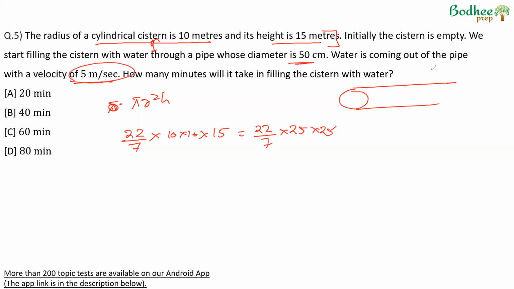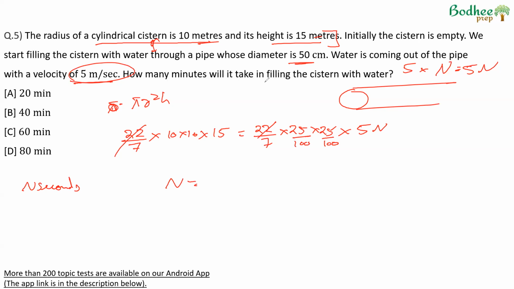So if the time taken is n seconds, the amount of water that will flow through it is 5 into n, or 5n. I am taking the time in seconds as n seconds. The length of the tube or the pipe will become 5n. Let us find the value of n. 25 centimeter will be 25 upon 100 meters. This is centimeter, so divide by 100.